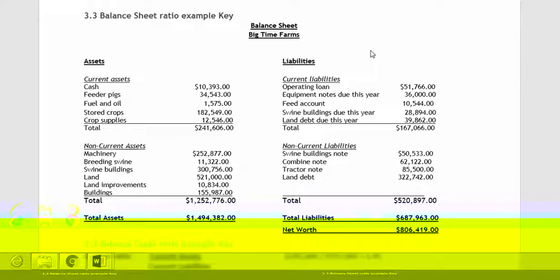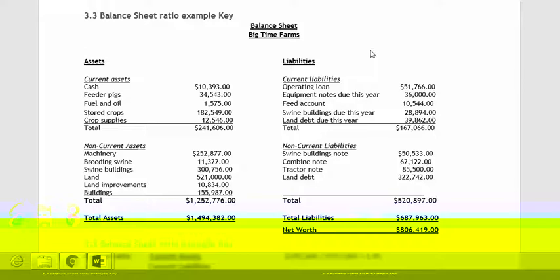And today I'm going to go through the example assignment 3.3, which is balance sheet ratios. What we're looking at here, as in the previous assignments, we've looked at constructing a balance sheet, then adjusting the balance sheet, and now we're going to look at analyzing the balance sheet so that we can more fully understand the position of our farm business.